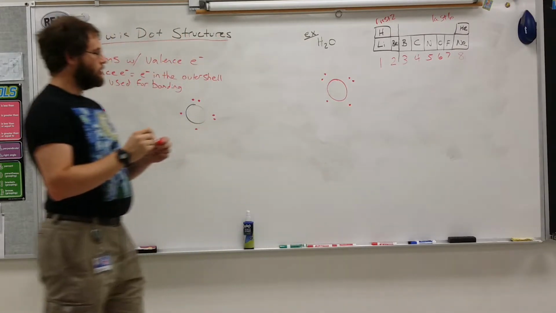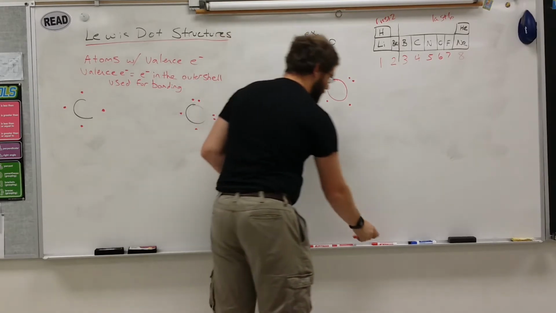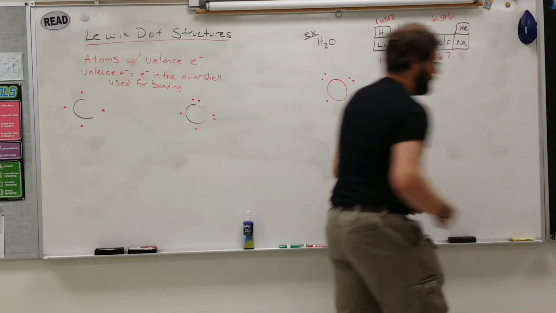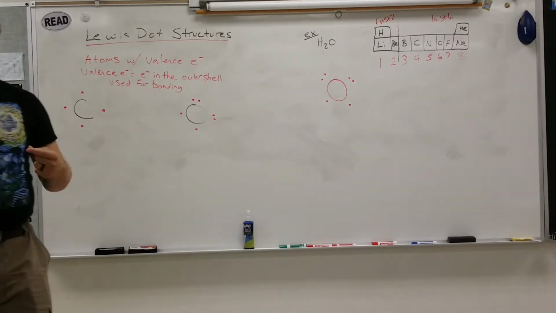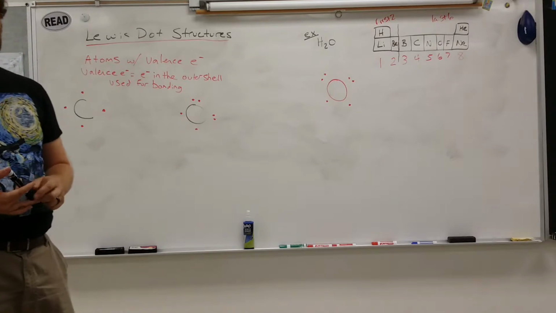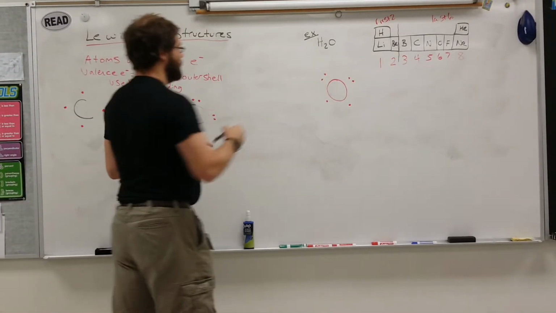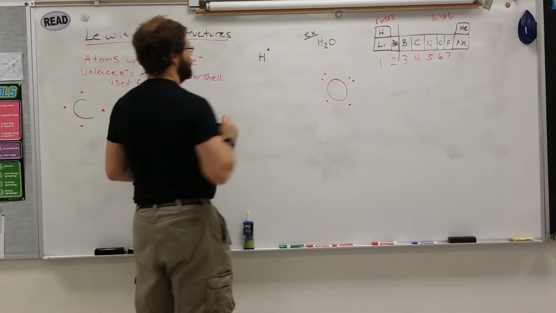Okay, and so as you see here, we've got oxygen sitting there, and we've got 2 of these unpaired electrons, right? They're not together, they're just hanging out on their own. Unpaired electrons are what elements use to bond together. So in water, oxygen is bonding with hydrogen, and if you remember, hydrogen only has 1 valence electron.